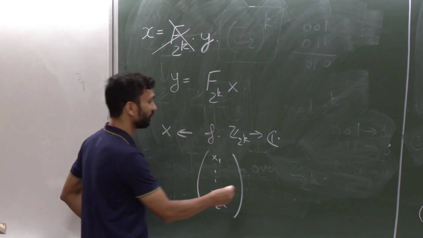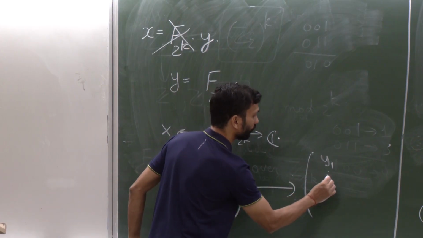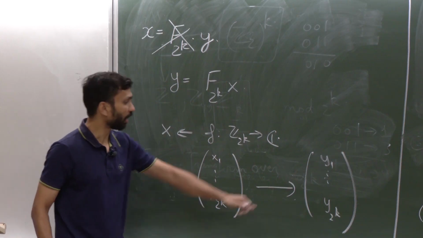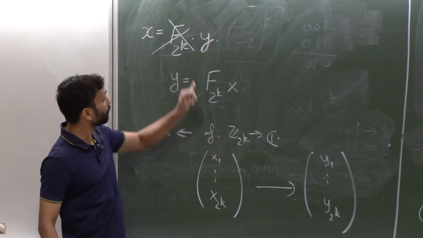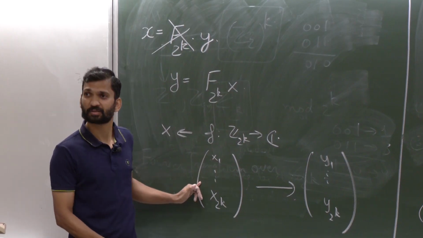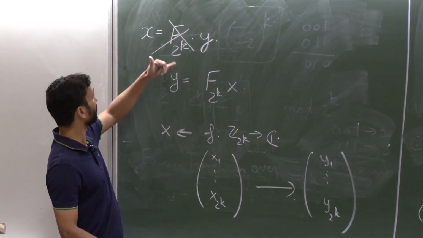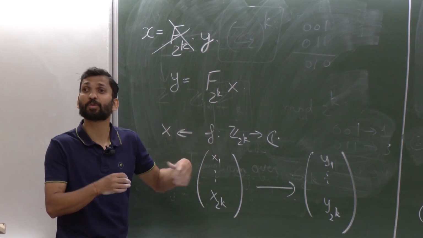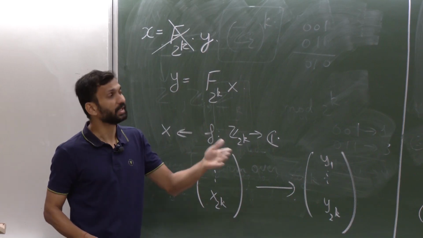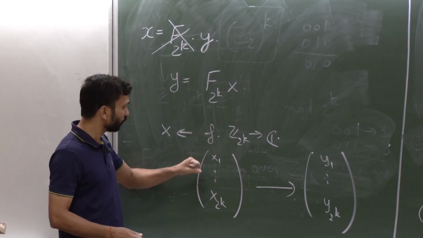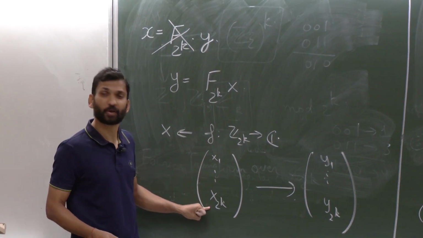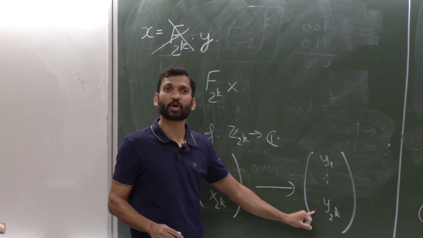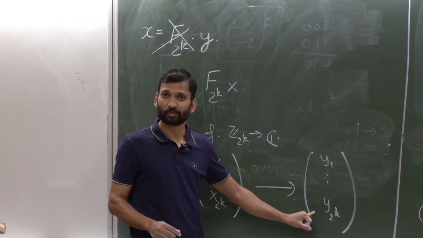Right? So that will be some vector like this. And how do I obtain this vector? I multiply f with this vector. Right? This f to the power k. Clear? This is what Fourier transform does. Classically, DFT, FFT, what will they do? You will give them x1, x2, x to the power k. It will give you explicitly what is y1, what is y2, what is y to the power k.